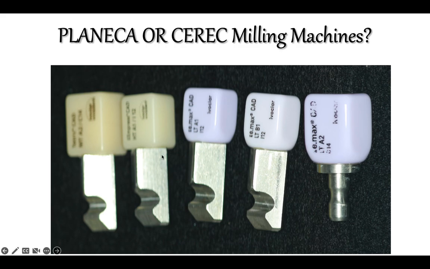How do I know if this block is made for CEREC or if this is made for Planmeca? Well, I already discussed this with you: when you have a hexagonal or triangular shape thick base, that is for Planmeca. And if you have this connector, which is a circle, a cylinder, then this is for other machines.